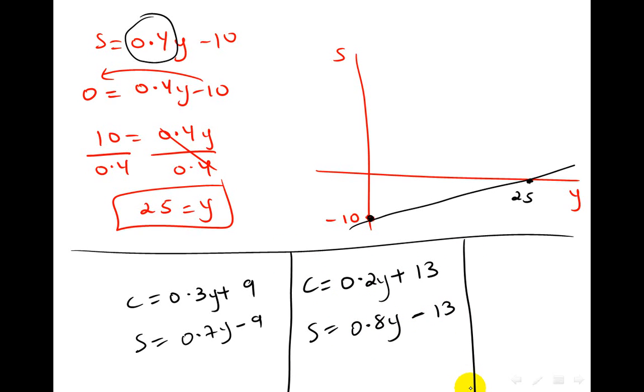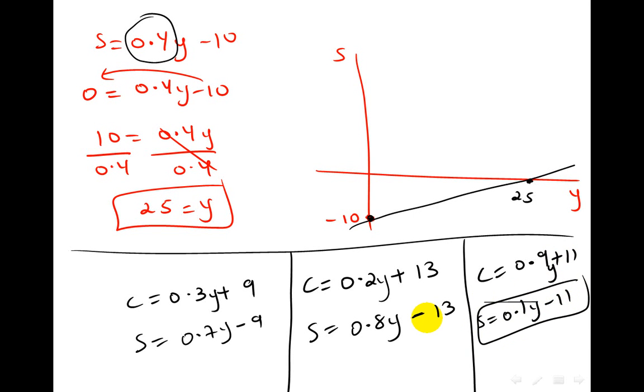Okay, one last example, let's say your consumption is 0.9y plus 11. So the saving will be again the same thing, 1 minus 0.9, which will be 0.1y. Change this one to negative 11. So this way you can easily find your saving function and sketch the graphs.